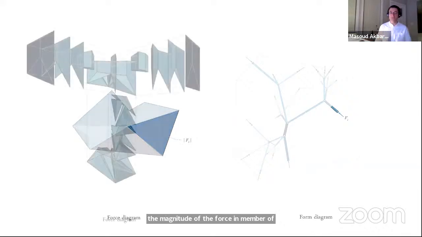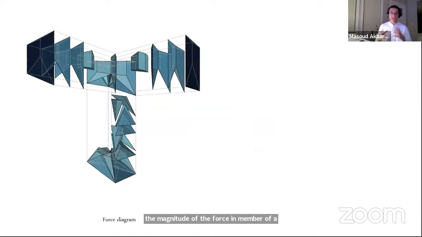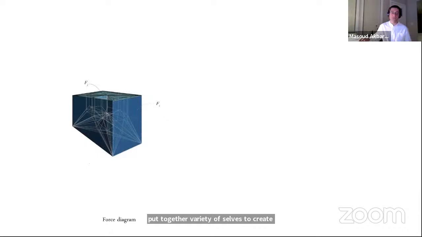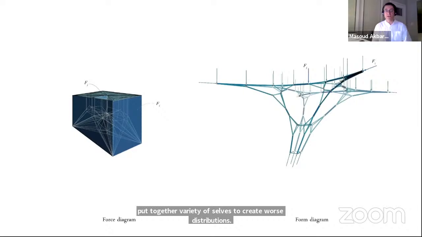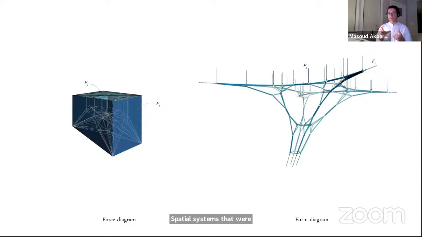With a little bit of patience and design creativity, you can put together a variety of cells to create force distributions like this one and extract funicular spatial systems that would be quite difficult to design without this method, if you were to start from scratch, working in a common design domain, trying to optimize your form and control the topology.